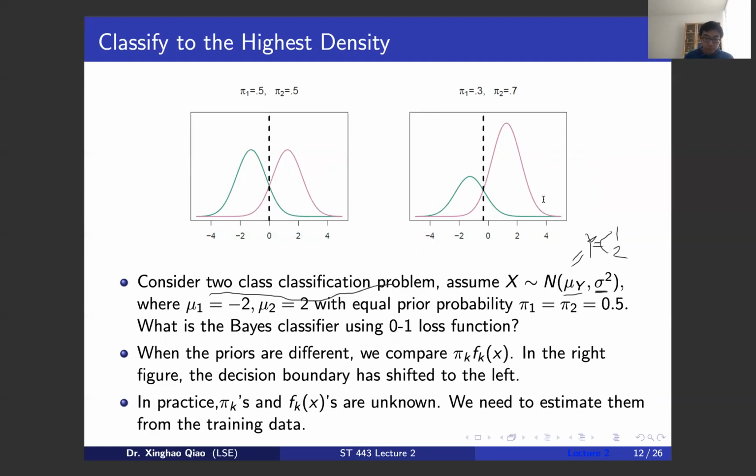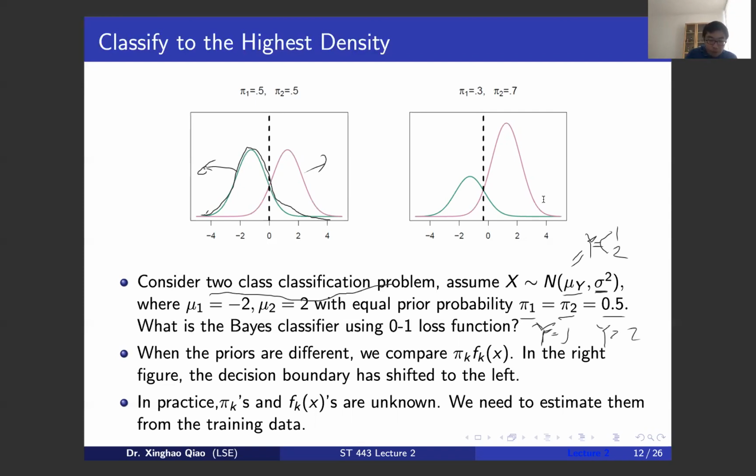corresponding to two different colors, either the purple color or the green color. In that sense, with equal prior probability, that means pi 1 is equal to pi 2, equal to 50%. So if y is 1, it corresponds to the left curve, the green curve. If y is 2, it corresponds to the purple curve.